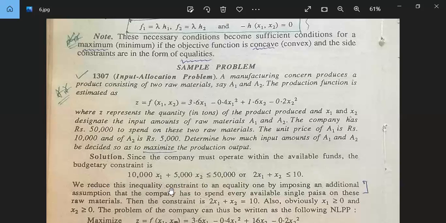We reduce this inequality constraint to an equality one by imposing an additional assumption that the company has to spend every available single paisa on these raw materials. यानी कंपनी के पास जो भी पैसा है 50,000 रुपए वो इस A1 और A2 को बनाने में खर्च कर देगी। उस केस में क्या हो जाएगा, less than or equal to की जगह हो जाएगा equal to। Then the constraint will be 2x1 plus x2 is equal to 10 यहाँ पर। Also, obviously, x1 should be greater than or equal to 0 क्योंकि number of units है, and x2 should also be greater than or equal to 0 क्योंकि ये भी number of units है.